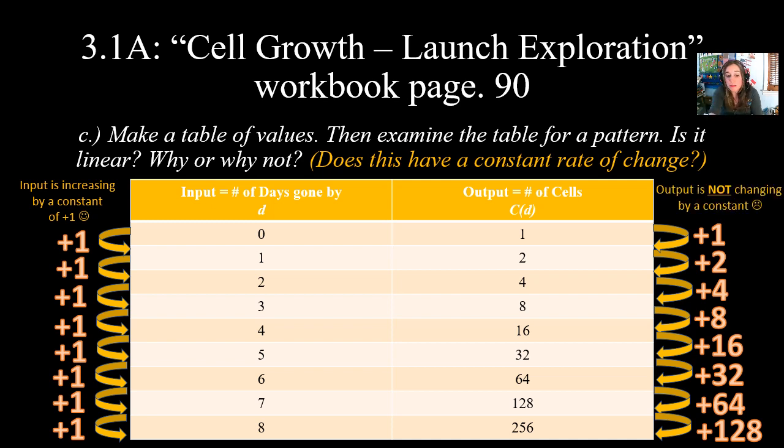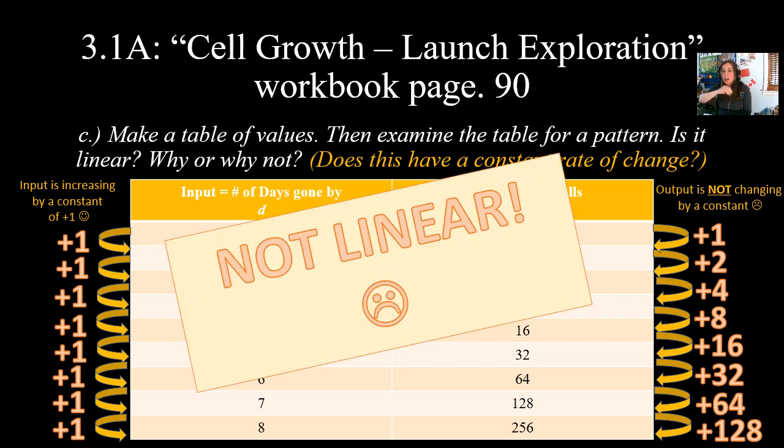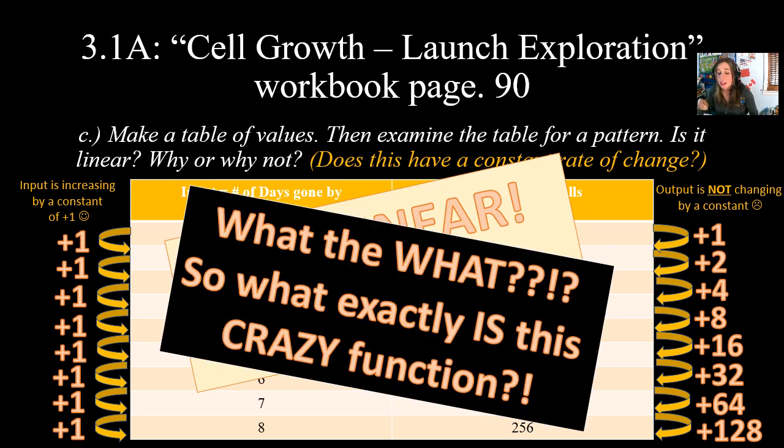So I can see the output is not changing by a constant. First, it increased by 1, then 2, then 4, then 8. These numbers are indeed getting bigger, but they're not the same. Constant means the same, right? I am not just increasing by 1 every single time. I am increasing by 1, then 2, then 4, then 8, then 16. So my output is not changing by a constant, which means this is not a linear function. This does not satisfy what it needs to be a linear function. I would need a constant rate of change. I don't have one here.